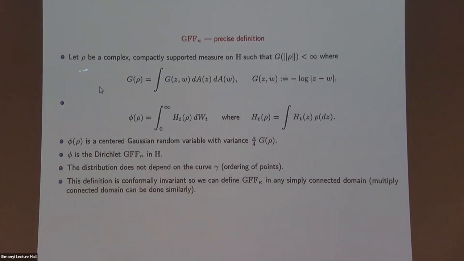If I take, say, a compactly supported measure rho on H such that the corresponding half-plane Green's function g half is finite, then I can write the same thing, but instead of h_t of z, I have h_t of rho just averaged out there. So I can define h_t of rho to be the same thing, averaged out, dw_t. And then you just check phi of rho is a centered Gaussian random variable with this variance.